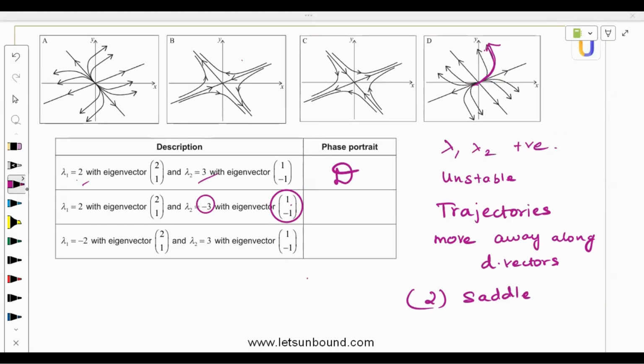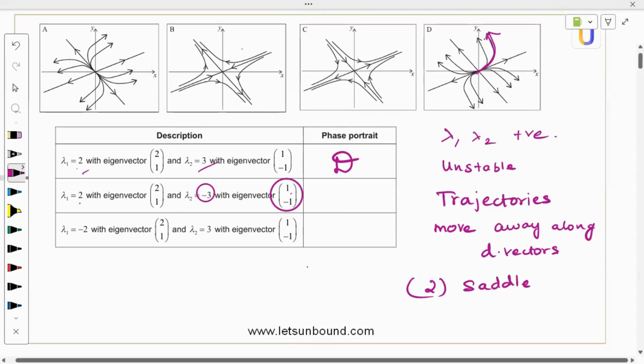Okay, so now in these two different negative eigenvalue trajectory approaches, the trajectory approaches that negative eigenvalue vector. It will move away along the positive eigenvalue. I have the positive eigenvalue 2. Its vector is 2, 1. So this is 2, 1. It will approach that. So can you see it approaches that? That is what I need.